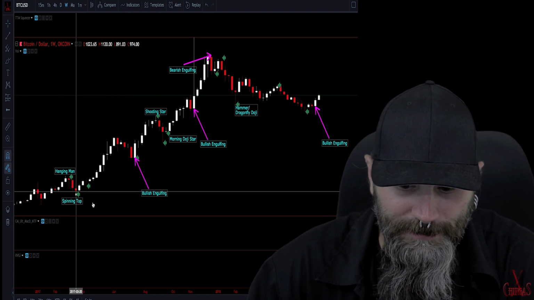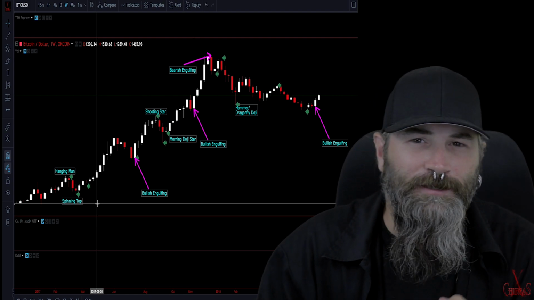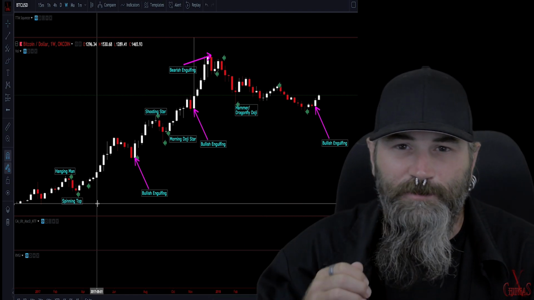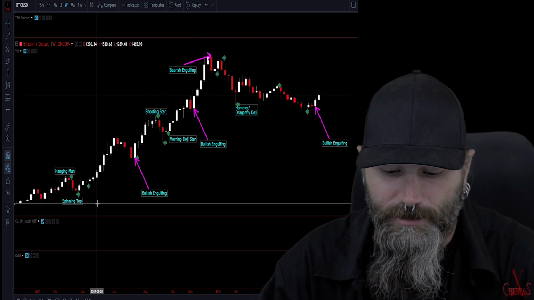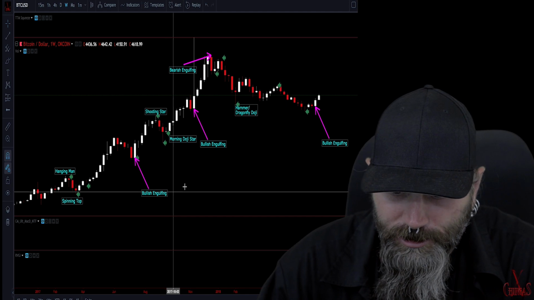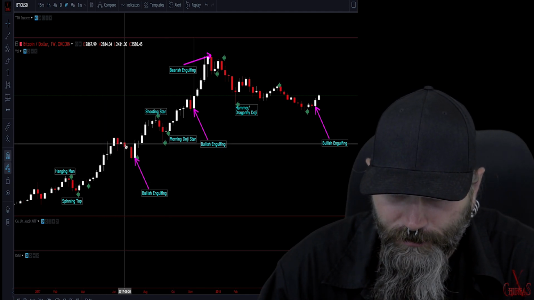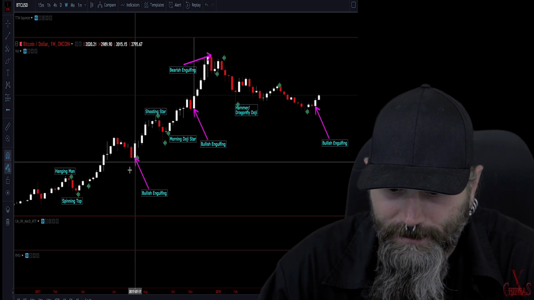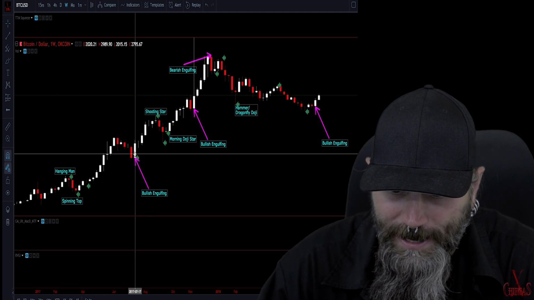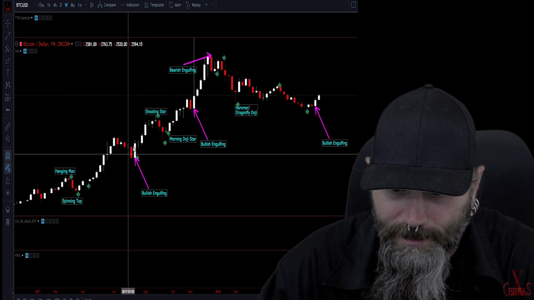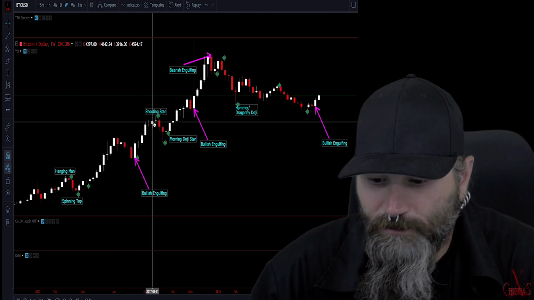What do you got here? You got a spinning top. What's a spinning top? Spinning top, it tells you indecision, right? They couldn't decide. There was price action up, there was price action down, and they just couldn't decide. So indecision. Bullish engulfing, right? So you have a little bit of a 5 week downtrend here, and then you had this gigantic bullish candle that completely engulfed that last candle. And what happened? You started going north, right?